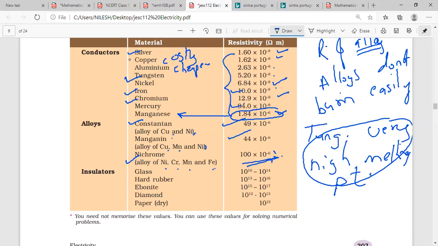Now, do you know one more thing? You know those windmills, na? Big windmills. You've seen those big windmills. These big windmills, at times, you will find that the windmill is erected, but it is not operating. You know why? Because these windmills are connected with copper windings.